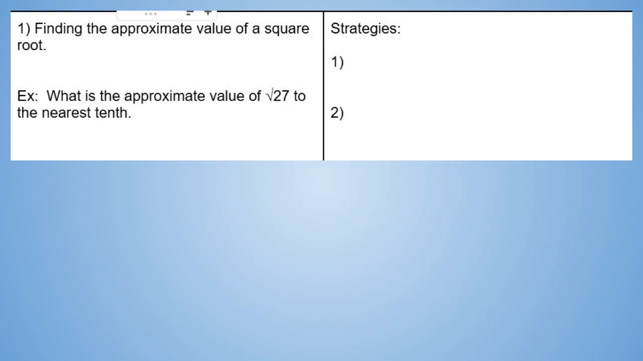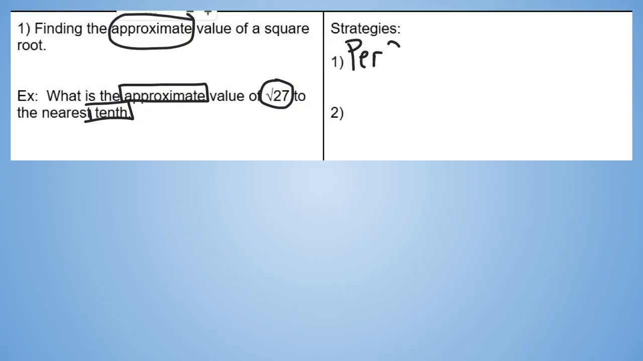We're going to be finding the approximate value of a square root, and we want an approximate value. So that means we are estimating. So it says, what is the approximate value of the square root of 27 to the nearest 10th? So we've got a couple of strategies we've been using. We can use our perfect squares to guess and test.